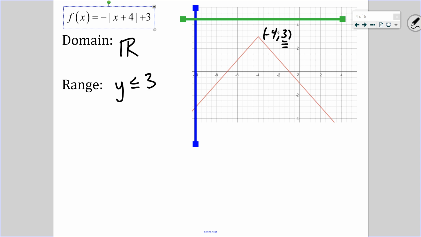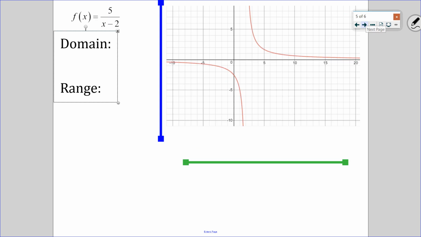Oh, I might have said negative 3, sorry about that. But positive 3, they're all below 3. This is one of the tougher ones.